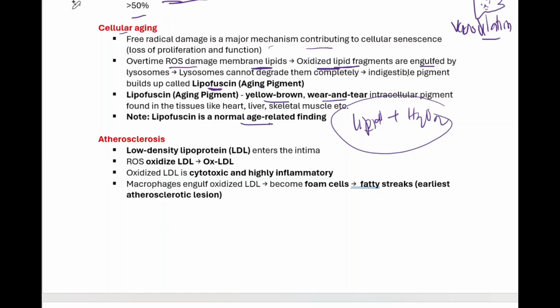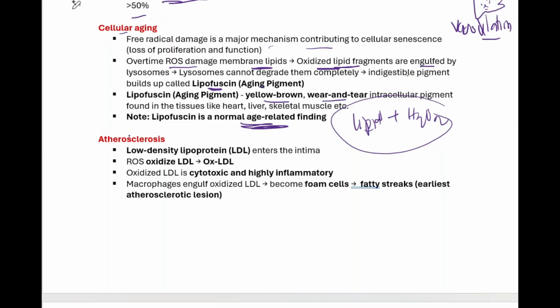And here's the board question. This is a normal age-related finding. So if you have a question about somebody who died, they did an autopsy, and they saw this brown deposition in the heart, those are what? Lipofuscin, and they are produced as a result of what? Lipid peroxidation, and they are a normal age-related finding.